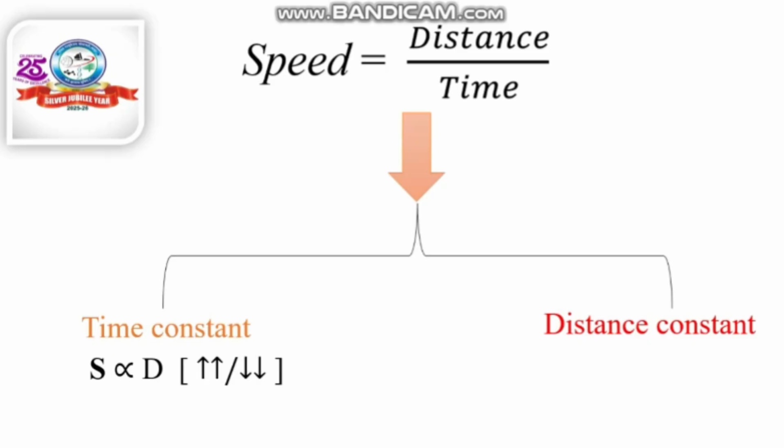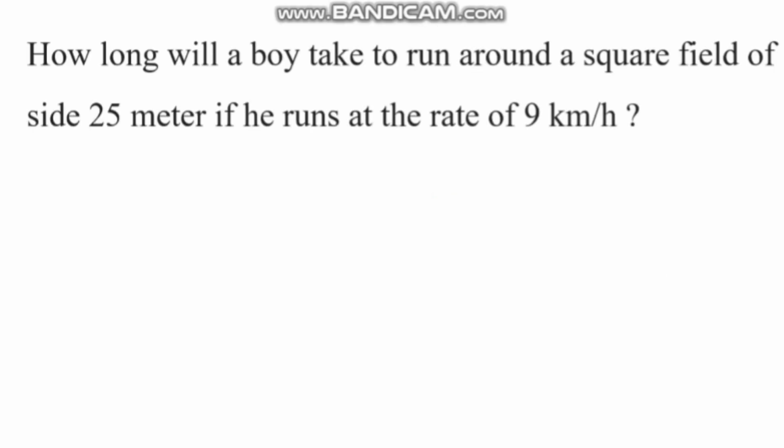The second case arises when distance is constant, then speed is inversely proportional to time. When speed increases, time decreases. When speed decreases, time increases. With the help of both concepts, we will take some examples related to speed, distance and time. First example.